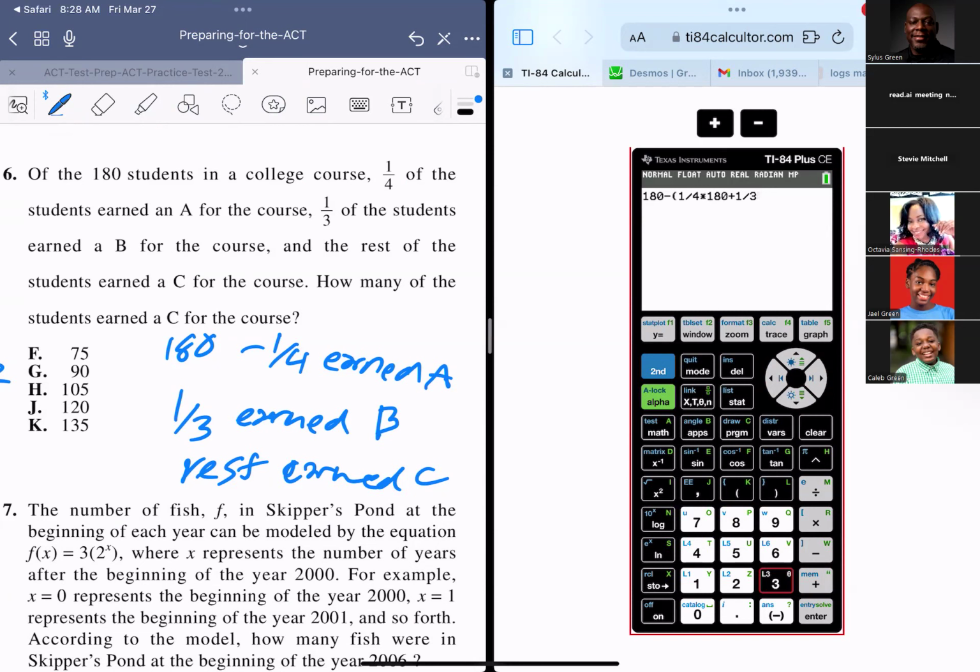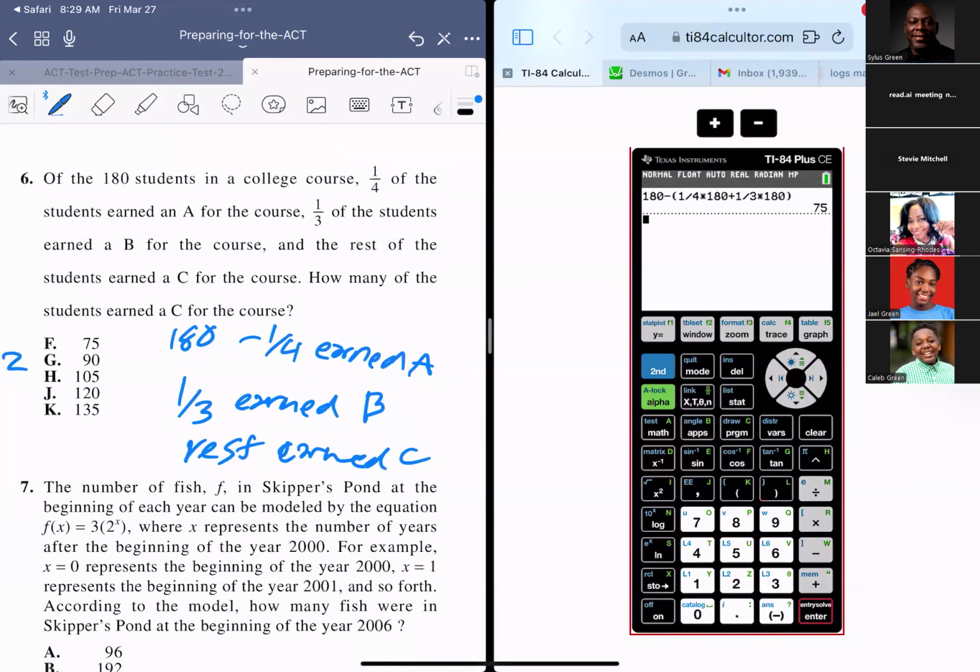So 180 minus 1/4 of it times the 180, and plus 1/3 times 180, because those are the people who earned A's and B's. And then it says how many earned a C. Well, now we have how many earned a C because it says the rest earned a C. So this one would be 75.